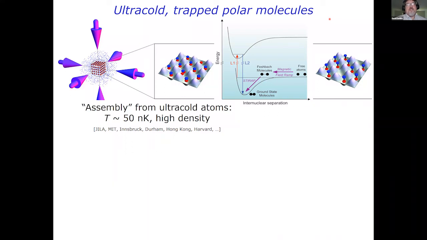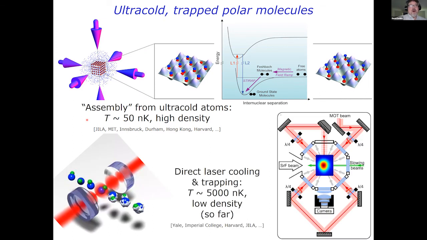One is to assemble molecules out of ultracold atoms, techniques pioneered at Gila and now being done in many different places, where it's now possible for many different molecular species to assemble them at temperatures below 100 nanokelvin and with high density, culminating at Gila now with a Fermi degenerate gas of polar molecules. But in parallel, my group and many others have been developing techniques for direct laser cooling and trapping of molecules. It's not as advanced so far, but it's moving quickly.